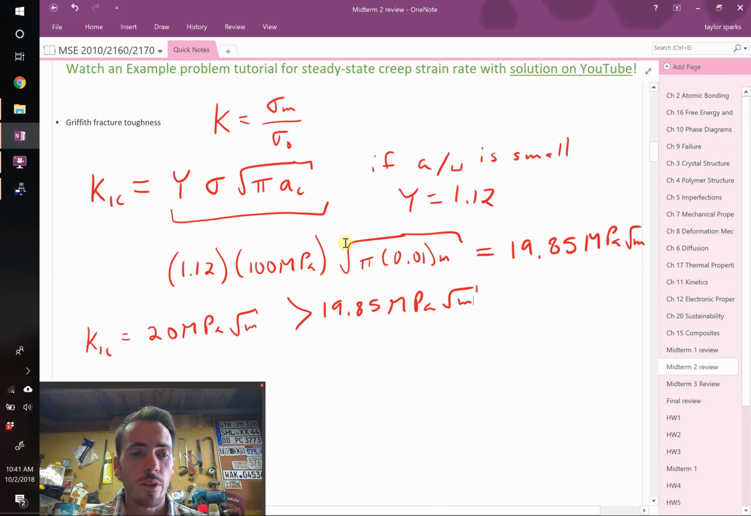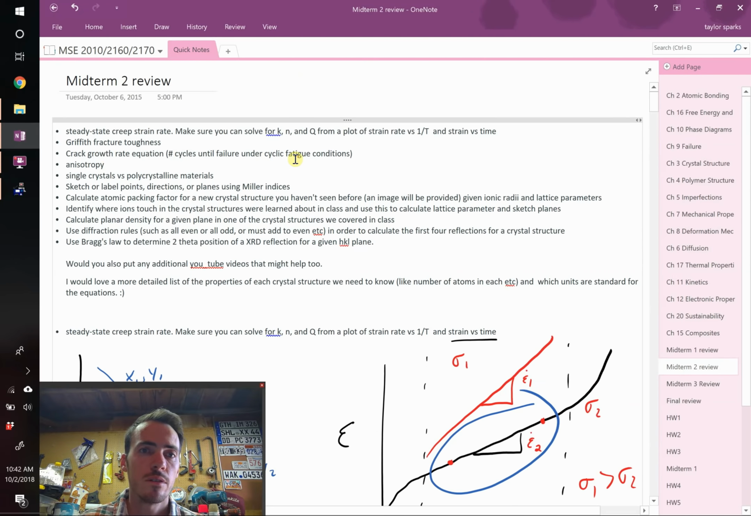So we could work this other way. I could say, given this fracture toughness, what's the largest flaw, or what's the maximum stress given this fracture toughness and this flaw size, right? Given two variables, you can solve for the third in this equation. Okay, that is Griffith's fracture toughness. Let's go to the next one.